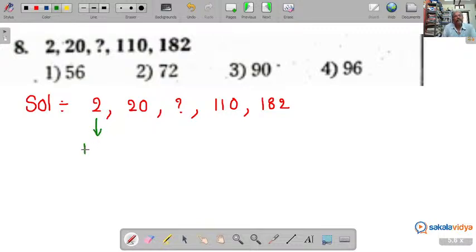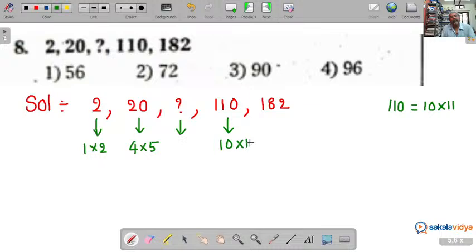Can I write like this? 1 into 2. This I will write 4 into 5. Next, let us write as the product of consecutive numbers. This we can write 10 into 11. So 10 into 11. Right. Now we need to figure out the pattern.